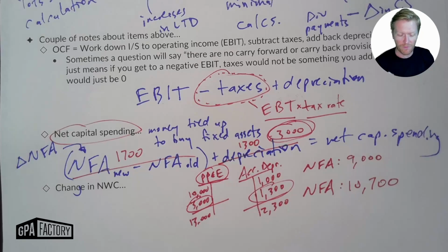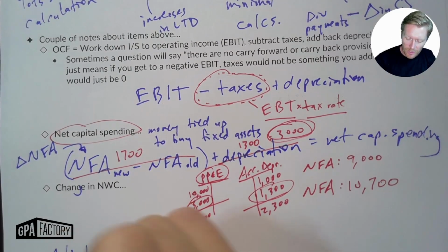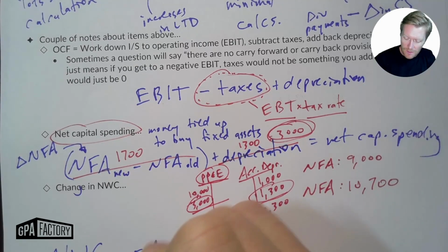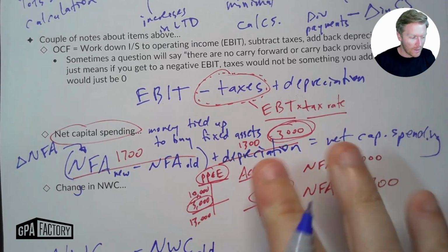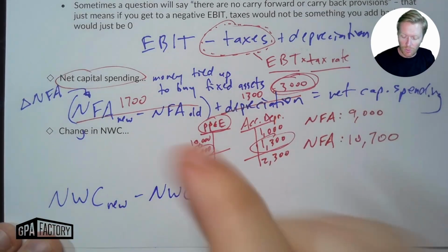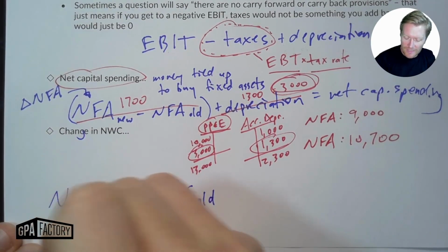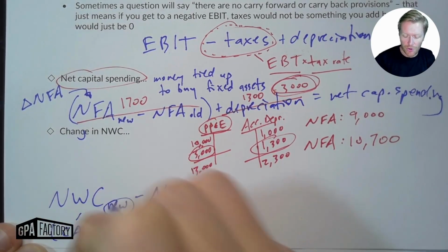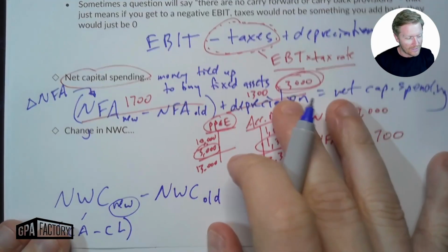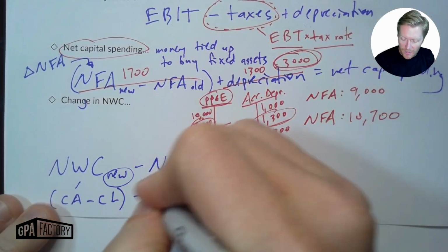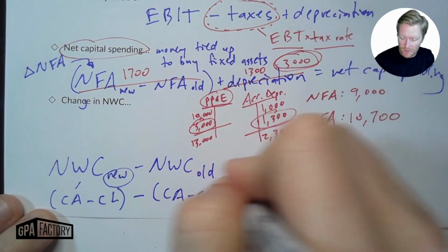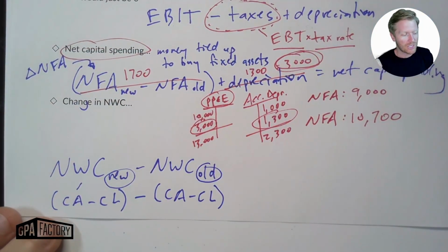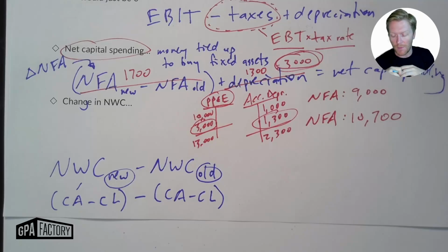All right, moving on before we jump into a few practice questions is change in net working capital. That is net working capital new minus net working capital old, which is going to be current assets minus current liabilities new, minus current assets minus current liabilities old. And that's just going to be numbers that we have to be able to pick out from a balance sheet. Okay, current assets minus current liabilities for each of 2 different years.